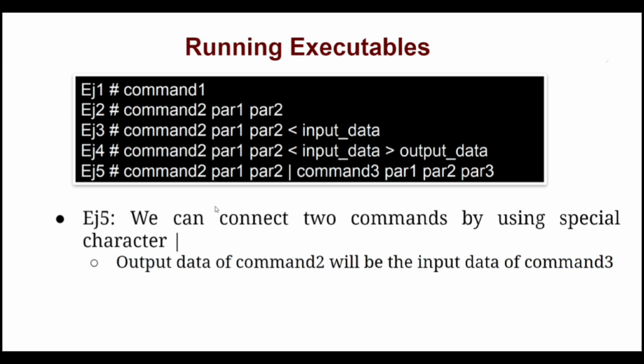Finally, in example 5, it is very important to know that we can connect 2 commands in Linux by using this special character, the vertical bar. This essentially means that we are creating a pipe. A pipe in Linux is a form of redirection, so that we transform the standard output to some other destination. So we send the output of one program to another. Here in example 5, the output data of the program command 2 will be the input data of the program command 3.